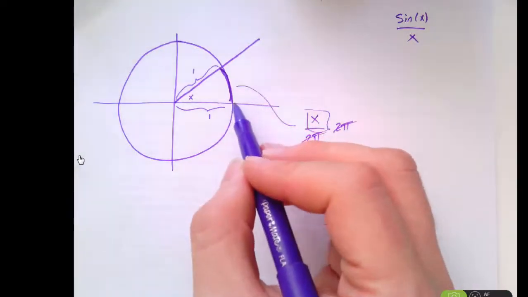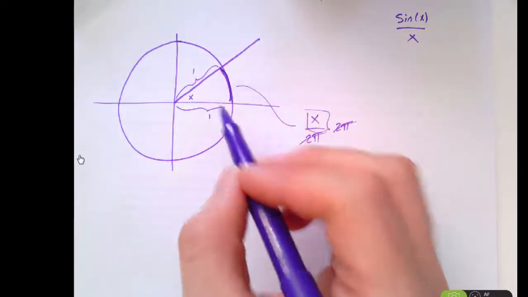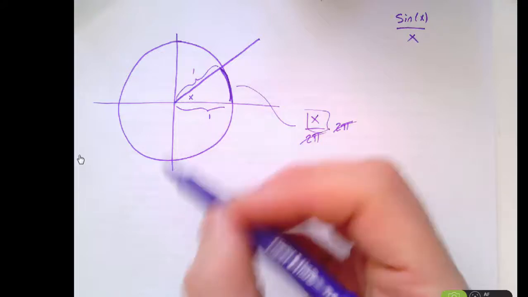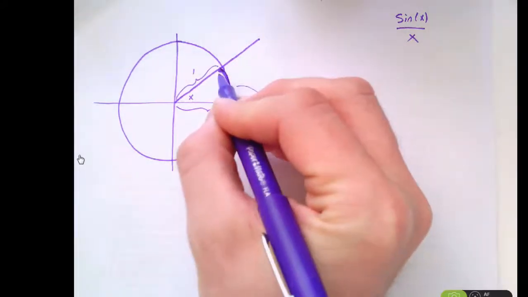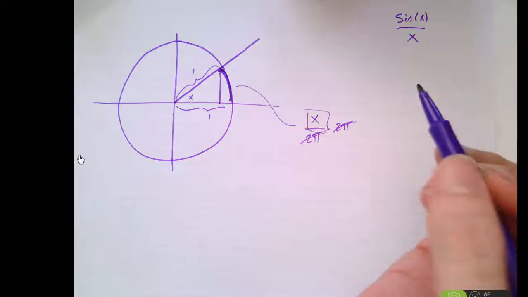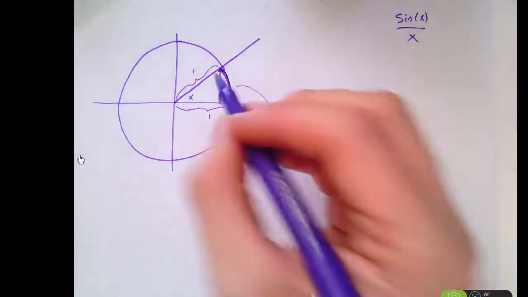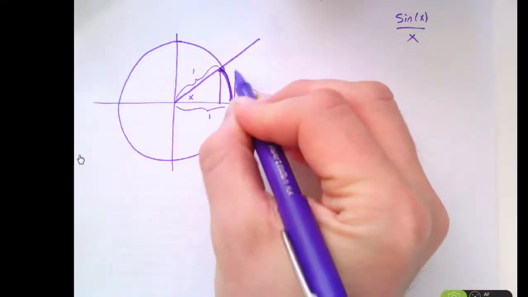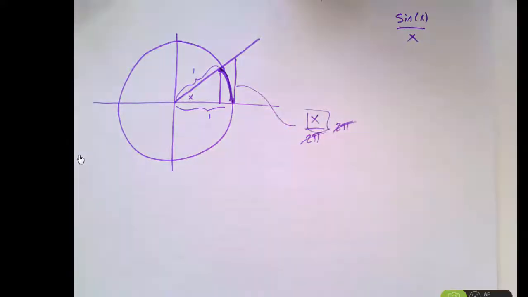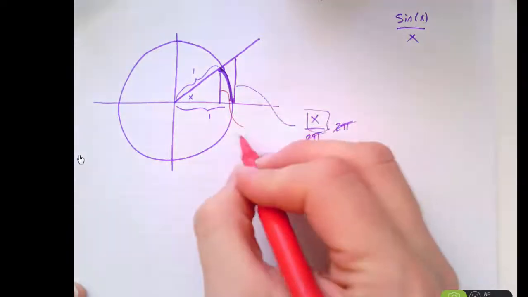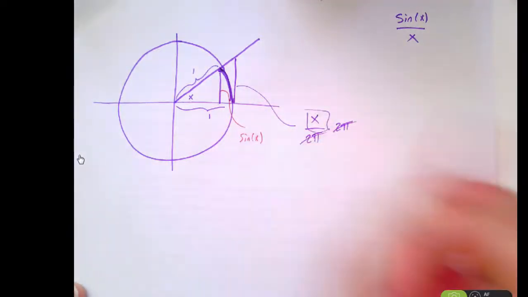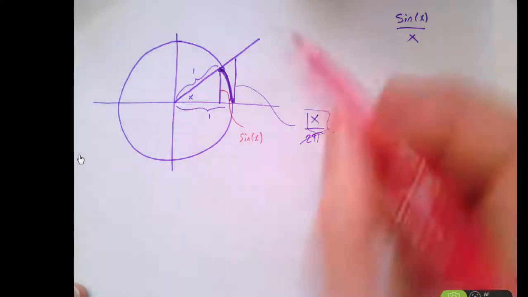Alright, let's find something that is definitely larger than this arc length, and something definitely smaller than the arc length. So, if I draw a straight line down from here, that should definitely be smaller. If I draw a straight line up from here, that should definitely be larger. How can I describe the lengths of those things? Well, the length of this guy is just sine x, just by SOHCAHTOA.